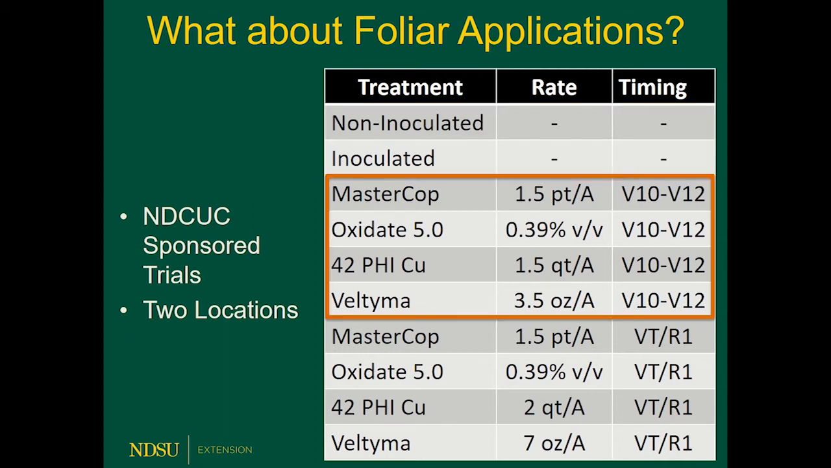And we had the application of a couple different treatments. Friskop, which is a copper sulfate based plant protection product. Oxidate 5.0, which is hydrogen peroxide and peroxyacetic acid. 42 phi copper, which is basically a liquid fertilizer with the addition of copper in it. And Veltima, which was a fungicide check.